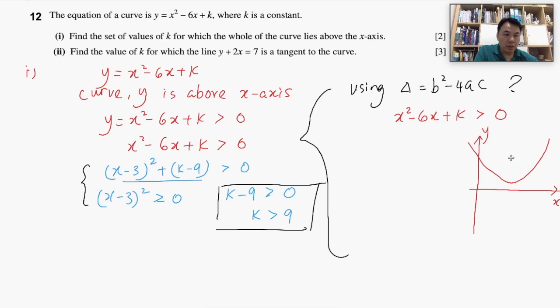How do you ensure that this graph is actually above the x-axis? The only way that this can be above the x-axis is when the discriminant is less than 0, because there is no real roots.